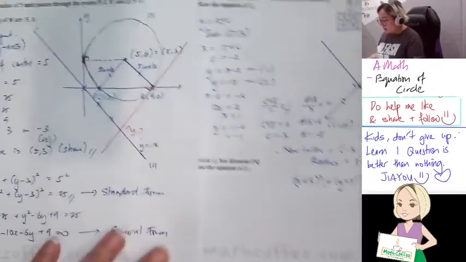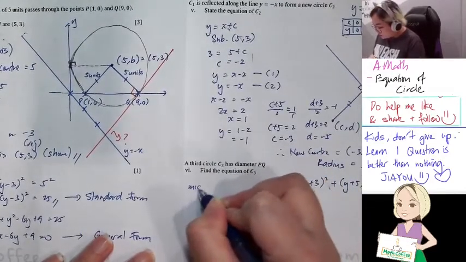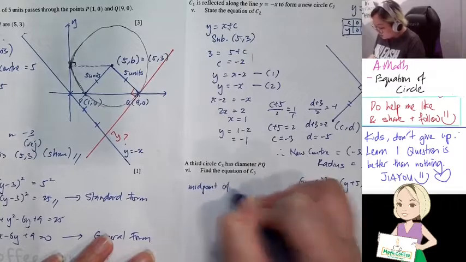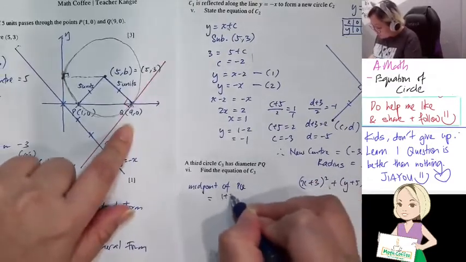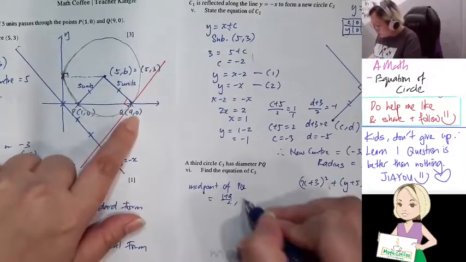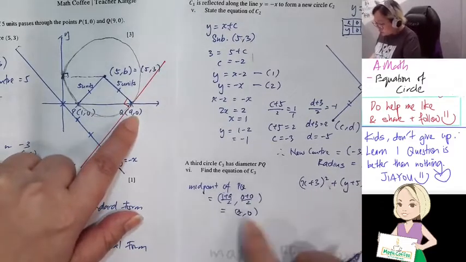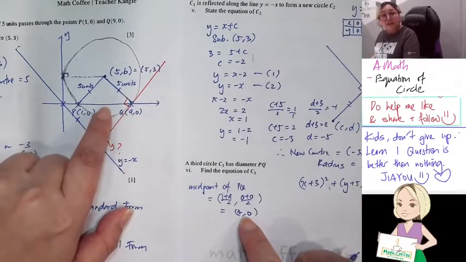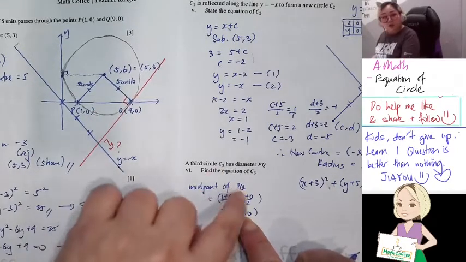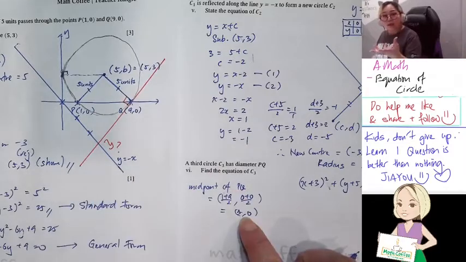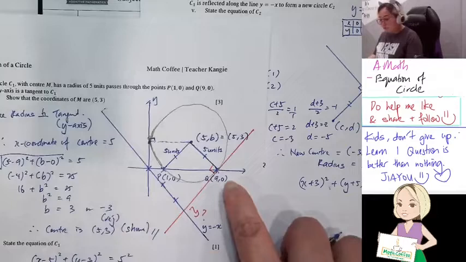Okay, so let's find the midpoint of PQ. So midpoint of PQ will be 1 plus 9 divided by 2, 0 plus 0 divided by 2, so I get 5 and 0. So 5, 0 is the center of C3. Next, I find the length of PQ, then divide by 2, I will get the radius. Or you want to use 5, 0 and 9, 0 to find the radius also can.